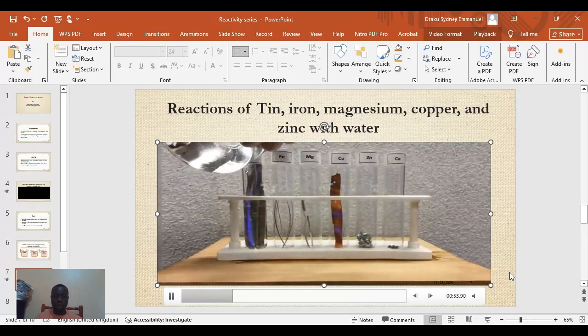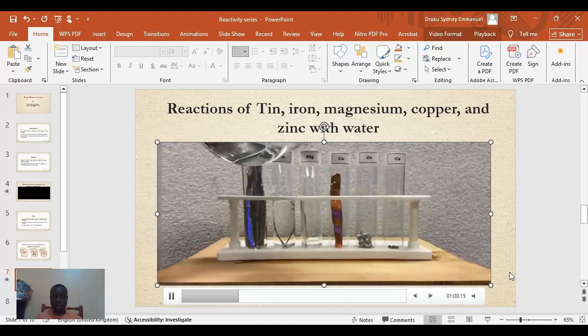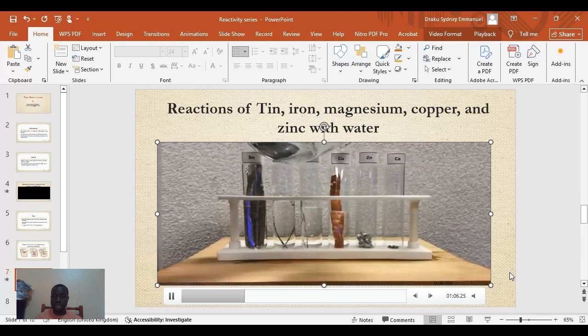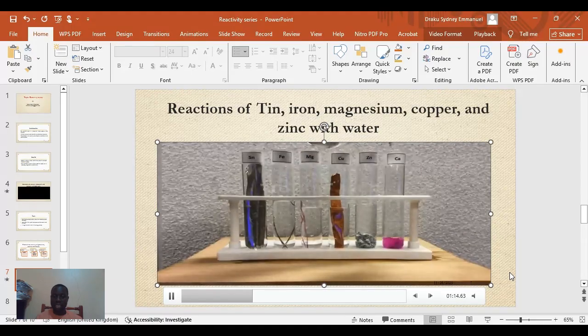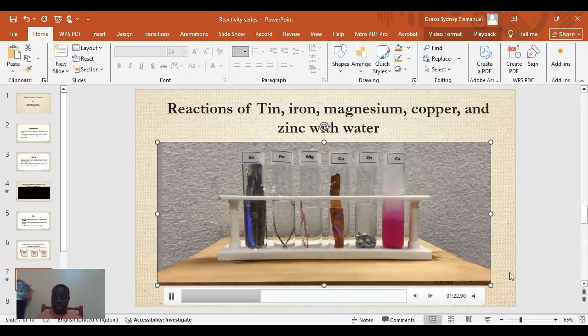We're adding water to iron. We also wait to observe the reaction. Water to magnesium, we observe the reaction. To copper, we also wait to observe the reaction. Then to zinc, and then finally to calcium. Likewise, compare the reactivity. We can see an immediate change of color in calcium. Immediate change in color in calcium. Observe that reaction.